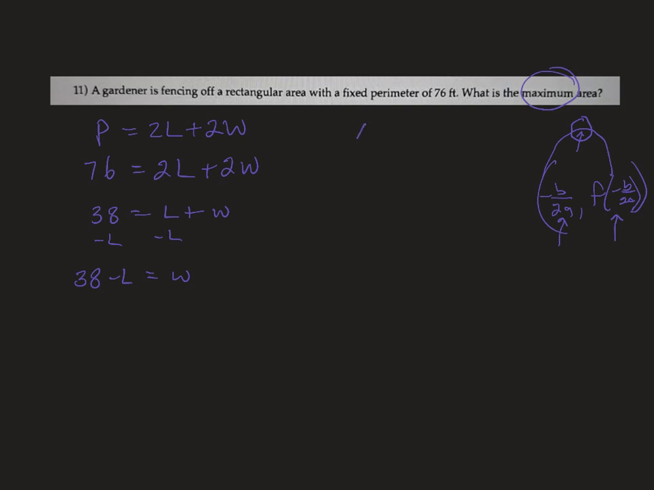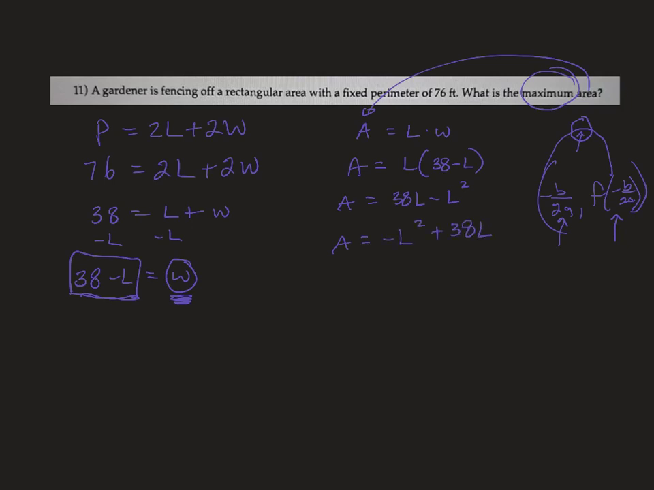Another thing we know about rectangles is that their area, which is where I'm headed now, is equal to length times width. Again, there's two variables there, so what I can do is, I've said that width is equal to this. So everywhere there's a width, I can plug in that. So I've got L times 38 minus L. Just multiplying that through, that would be 38L minus L squared, or minus L squared plus 38L. And there's a quadratic equation.